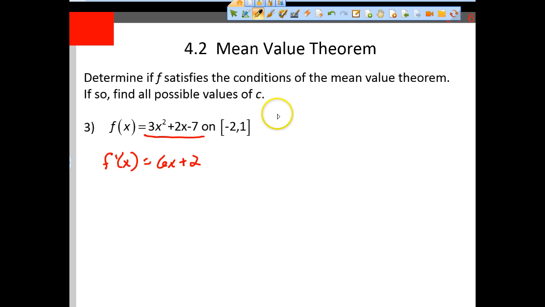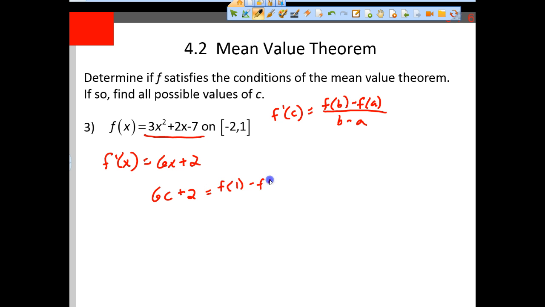So now, once again, remember that the conditions of the mean value theorem are met, so that means that f prime of c will be equal to f of b minus f of a over b minus a, right? So f prime of c, that would be 6c plus 2, needs to be equal to f of 1 minus f of negative 2 over 1 minus negative 2. So on the side, what is f of 1? All right, so f of 1, 3 times 1 squared plus 2 times 1 minus 7. So 3 plus 2 minus 7, so I get negative 2.